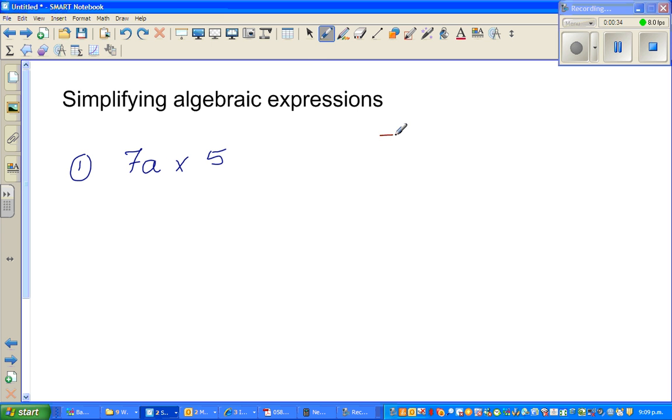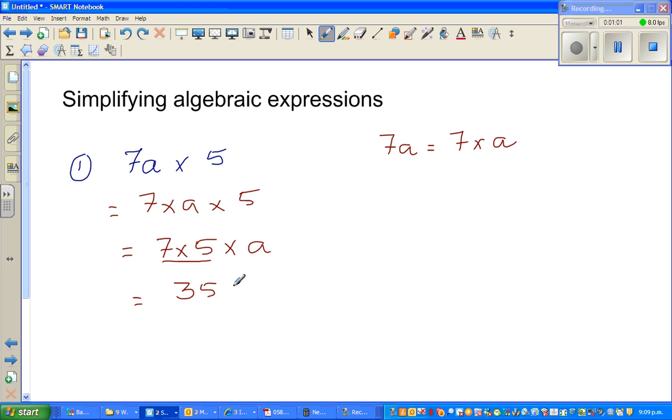Let's understand what 7a is. Whenever you have 7a, this means 7 times a. So this can be written as 7 times a times 5. Now you can simplify this like this: 7 times 5 times a. You can multiply these two, which is 35 times a. So 35 times a is written as 35a. That's the answer. You can't do anything more, because you don't know the value of a, so we have simplified this. These are very simple examples.